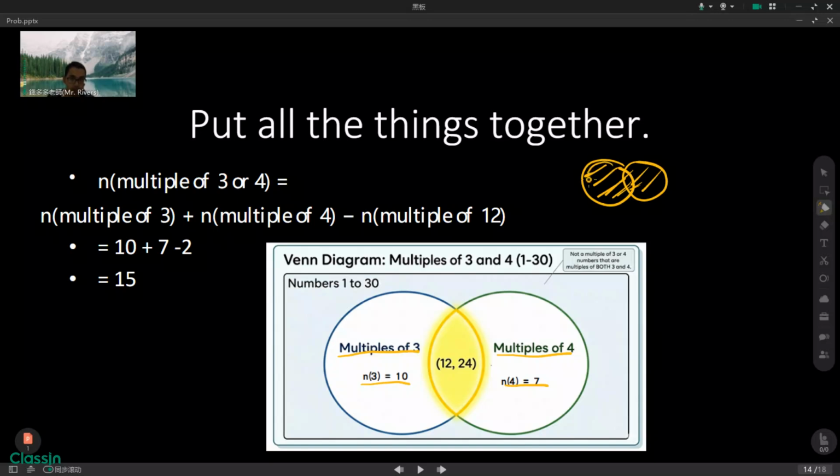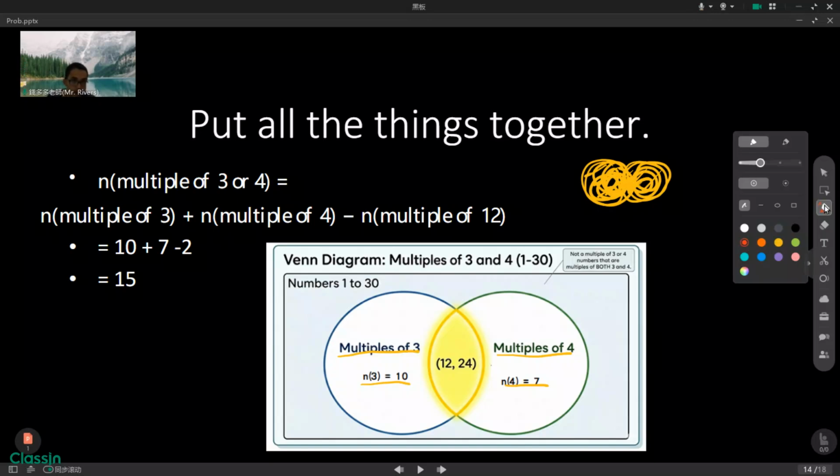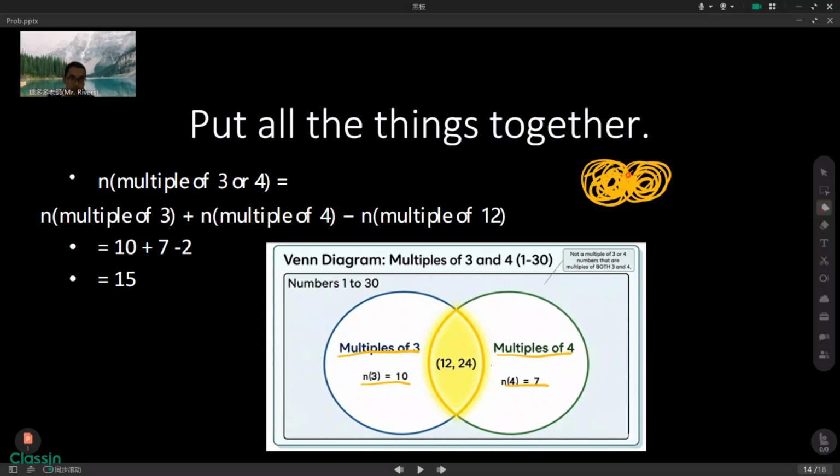Then, if you add the multiples of 3 to the multiples of 4, did you notice that in the middle section here, you will count it twice? That's the multiple of 12. So next time, if you find something that is a multiple of 3 or 4, we should add the multiples of 3 first and the multiples of 4.